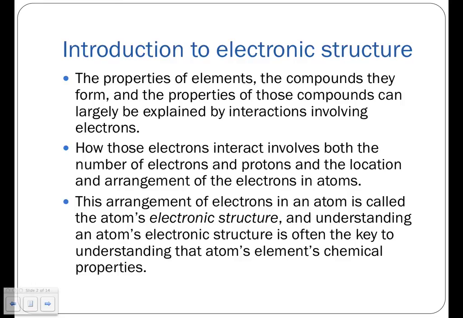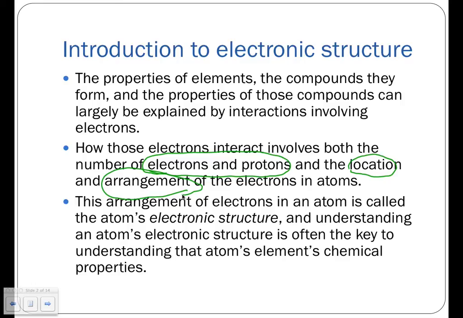It involves both the number of electrons and protons, so how many electrons there are, how many protons there are, and what the forces between those are. That's important. And the second thing that's important is the location and the arrangement of those electrons in atoms. As we change where those electrons are and how many electrons are in which location, and as we change the arrangement of those electrons, how they are compared with each other, that changes the properties of the substance.